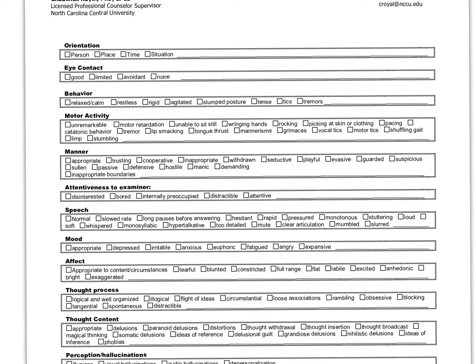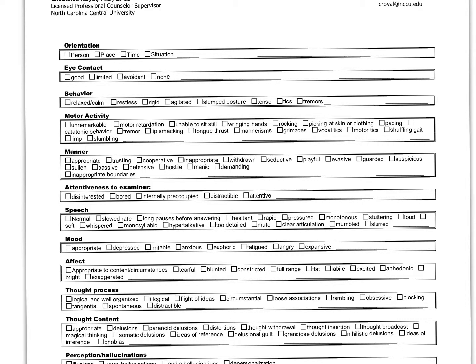What was their manner like? Was it appropriate? Were they trusting, cooperative, inappropriate, withdrawn, seductive, playful, evasive, guarded, suspicious, sullen, passive, defensive, hostile, manic, demanding? Did it seem like they had inappropriate boundaries, whether it be emotional or physical? Attentiveness to you, or did they seem disinterested, bored, internally preoccupied, distractible, attentive?